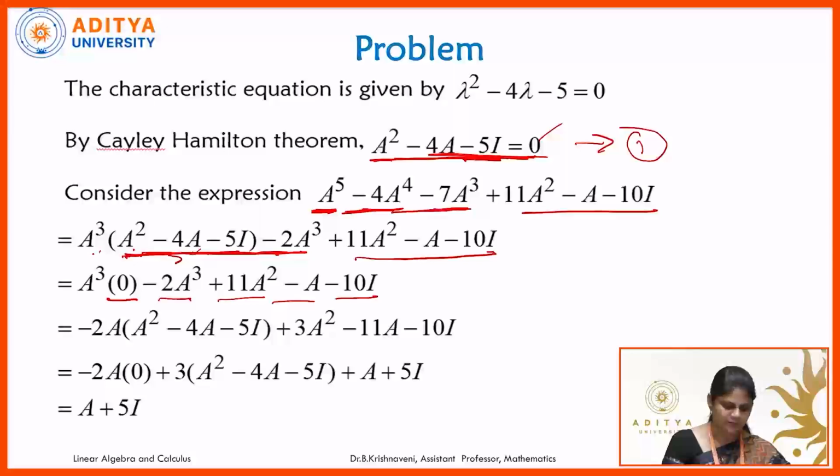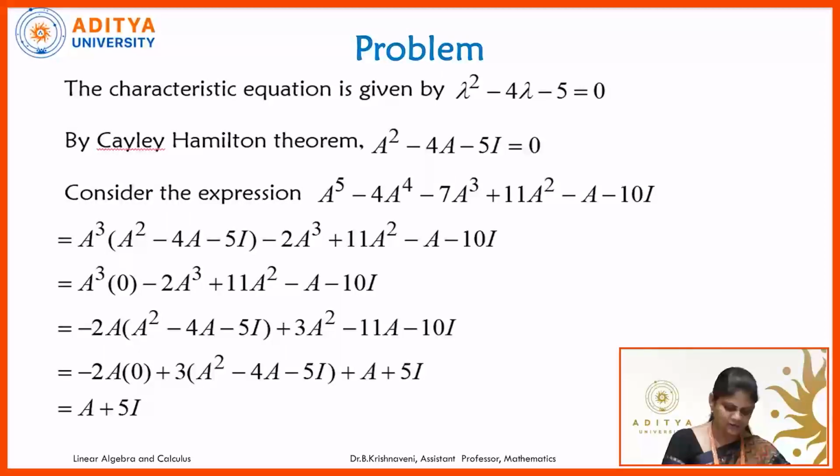Now repeat the same process. We need to get the same equation here. For that, consider the first term and make it A square. The term I have to take common is minus 2A, so this term becomes A square. Thereafter, from the remaining terms, first I need to get A square minus 4A minus 5I and then write the remaining terms.